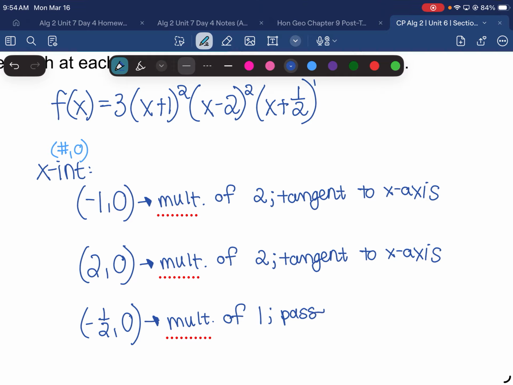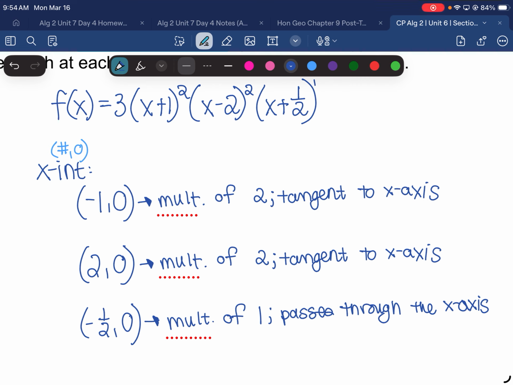Wait. So if it's odd, it's not tangent? Exactly. But -1 is odd. Not the number, the degree. Oh, okay. That makes sense. You're right, -1 is odd. Yeah, I was confused. Sorry. The degree. You're always using the degree, which is the multiplicity.